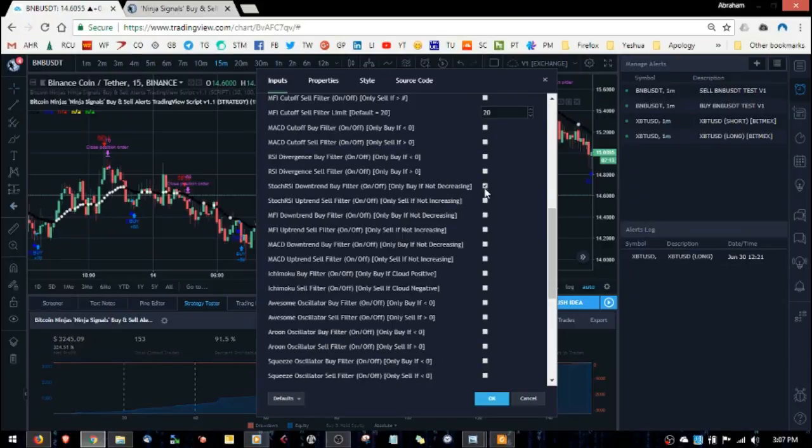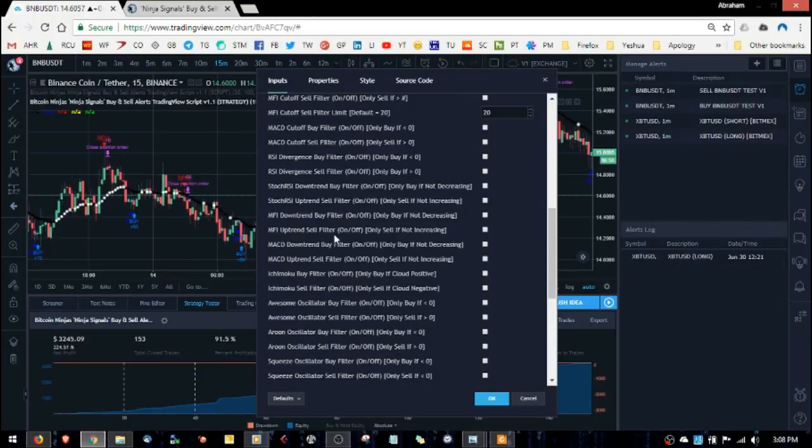If you activate this, it will only let buy arrows through if stochastic RSI is not decreasing. Similarly for the sell filter, if price is still rising and momentum is still increasing, meaning stochastic RSI is still trending up, it won't generate sell arrows during that time. This will force sell arrows to only be generated during periods where the stochastic RSI is not increasing.